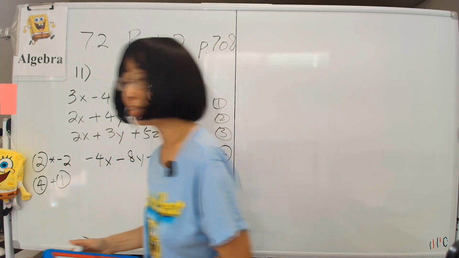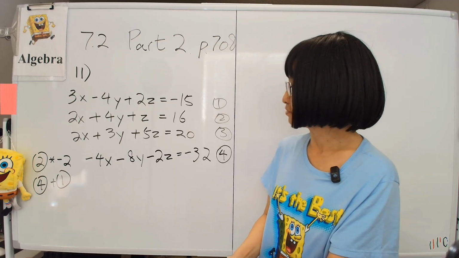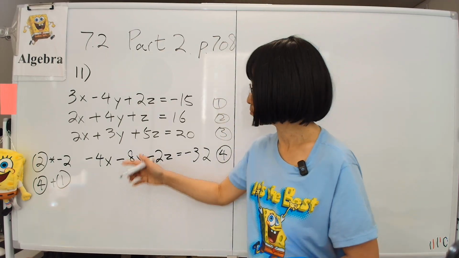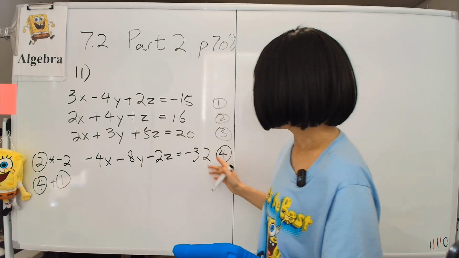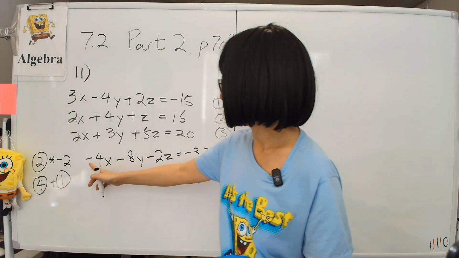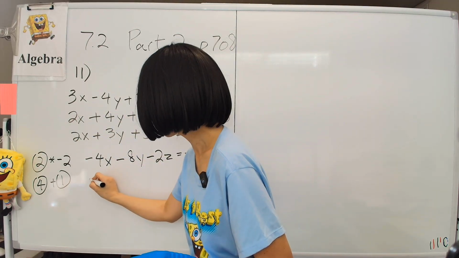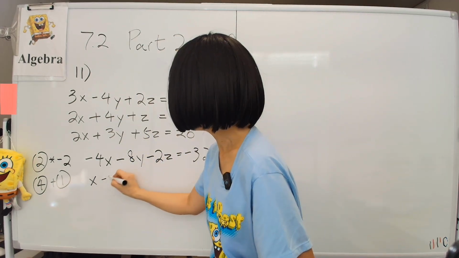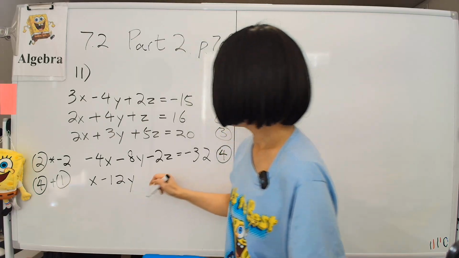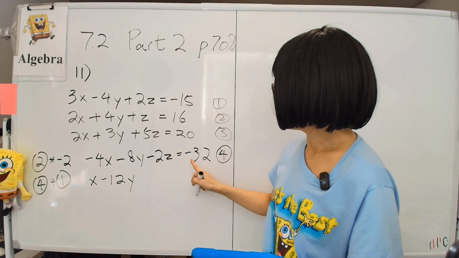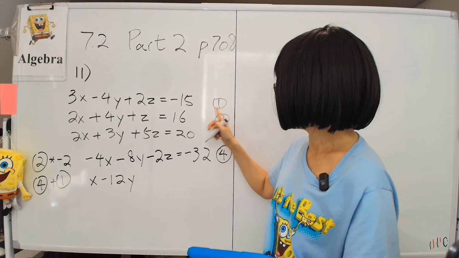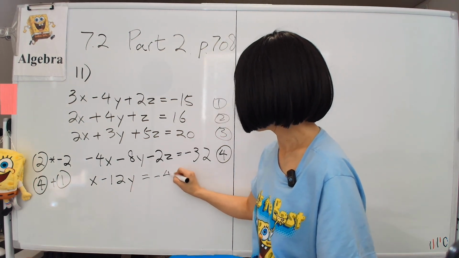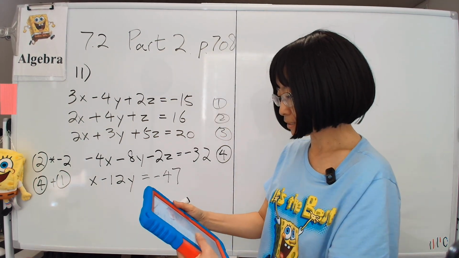When you do something that's really error prone, writing down these notes sometimes helps. For me, I still kind of mess up for some reason. But anyway, we'll do 4 plus 1. So minus 4 plus 3, that's x. And then minus 8 minus 4, that's minus 12y. And then minus 2 plus 2 is 0. Minus 32 minus 15, that's equal to minus 47 or something like that. Okay, so that's the first thing I got.